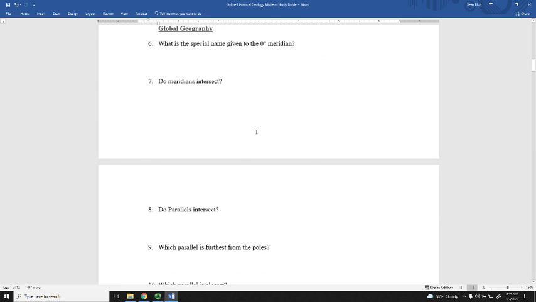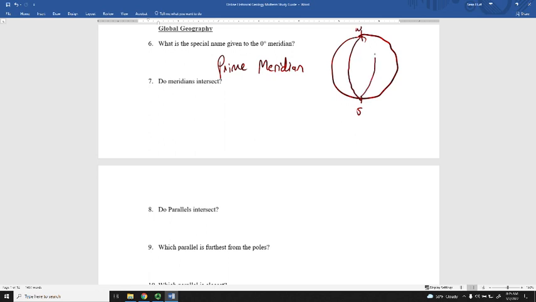So global geography, what's the special name given to the 0 degree meridian? Hopefully you know by now, that's the prime meridian. Just be very careful, because you know that if you have Earth, you have the poles here, North Pole, South Pole, right? Meridians are the ones that go pole to pole like that, right? So those are your meridians. The prime meridian is the one that happens to go through Greenwich, right?